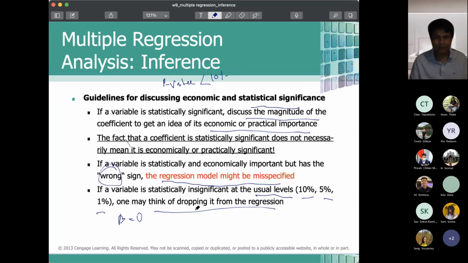All right. So this is how you should interpret your regression model. Start with statistical significance first. If there is statistical significance, then you move on to economic significance. When we say statistical significance, we refer to p lower than 1%, 5%, or 10%. Or in short, it must be less than 10%.